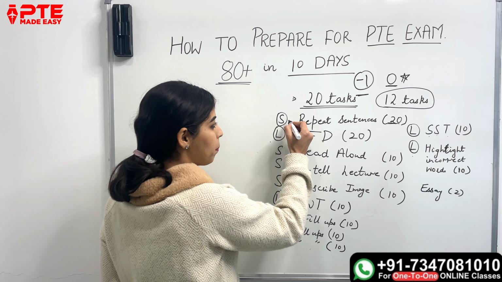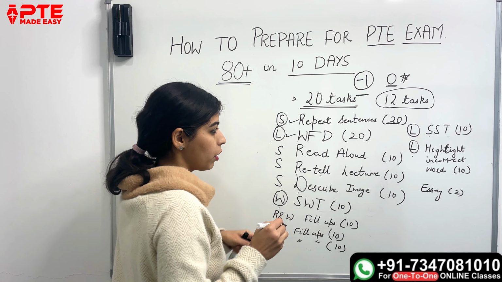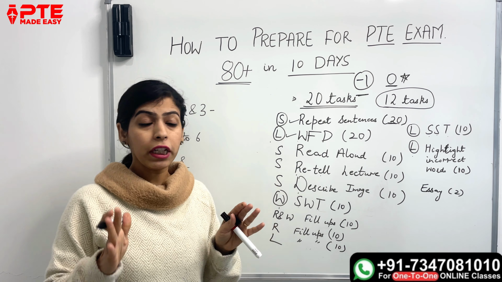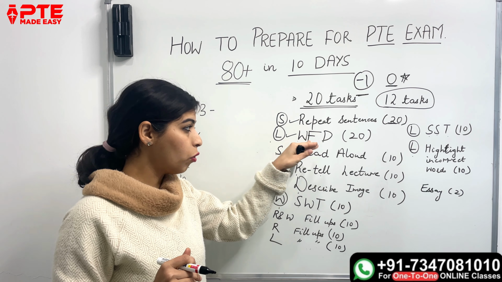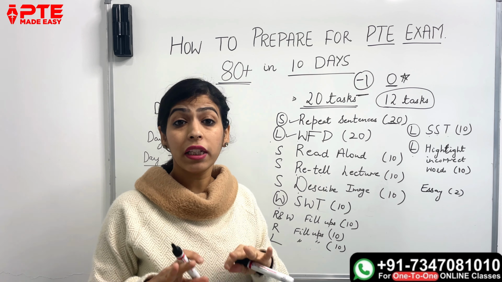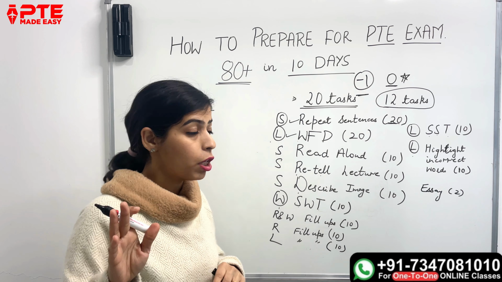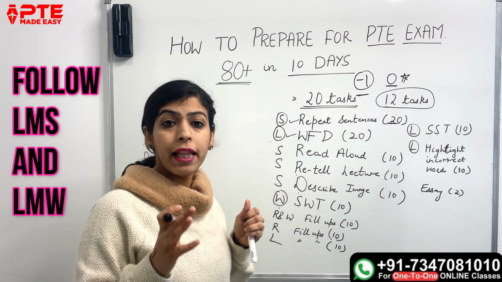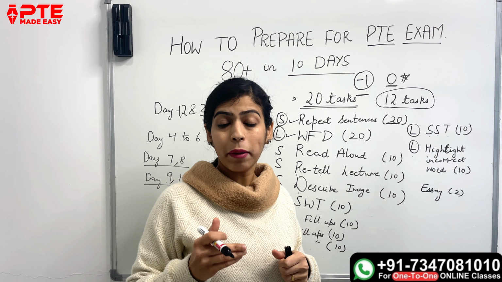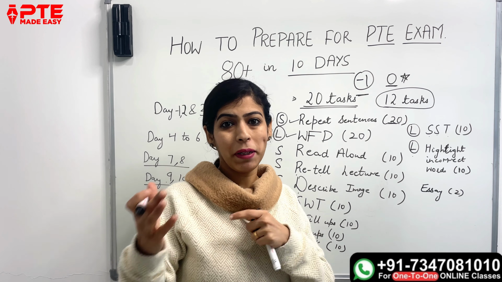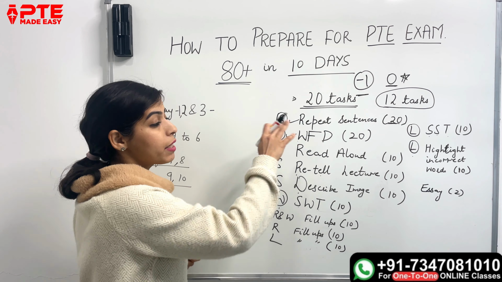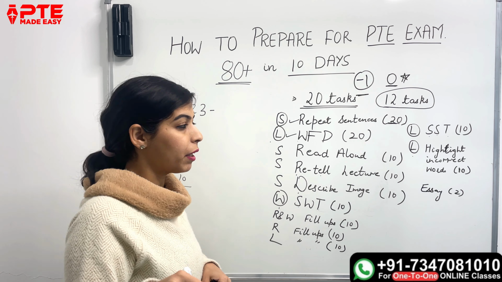So first of all, we have repeat sentences and write from dictation. You are going to practice 20 repeat sentences and 20 write from dictation. When you are doing 40 questions of repeat sentences along with write from dictation, you are all prepared for these two tasks, and these two are the highest scoring tasks of the PTE exam. So please follow the strategy LMS or LMW. LMS is listen, memorize, write. LMW is listen, memorize, speak. Okay, so speak and write, that got reversed, but yes, LMS and LMW. Simply focus on memorizing rather than writing down or preparing notes.